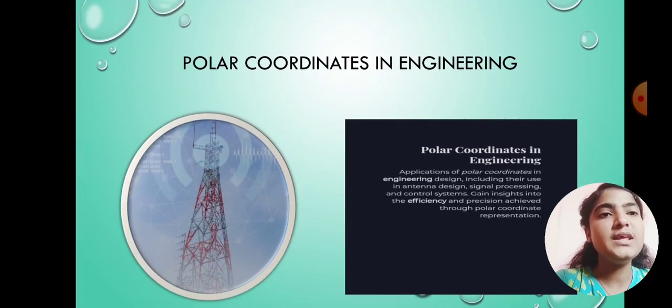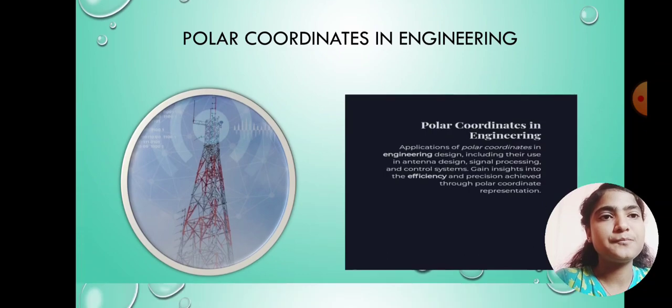Polar coordinates in the engineering field. Applications of polar coordinates in engineering design, including their use in antenna design, signal processing and control systems. Polar coordinates are useful in making antenna design, signal processing and control systems. They are also useful in increasing efficiency through the polar coordinate representation in the engineering field.